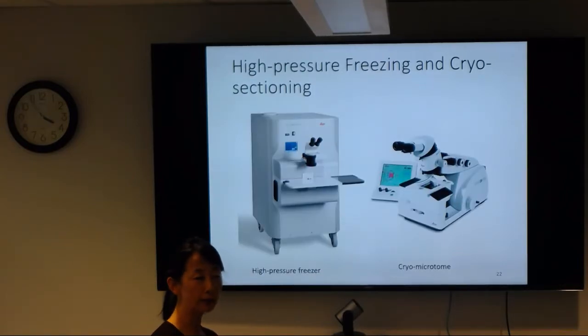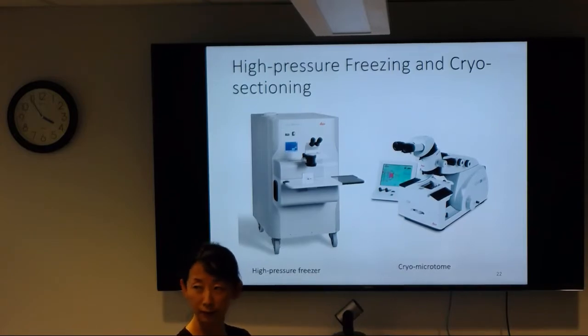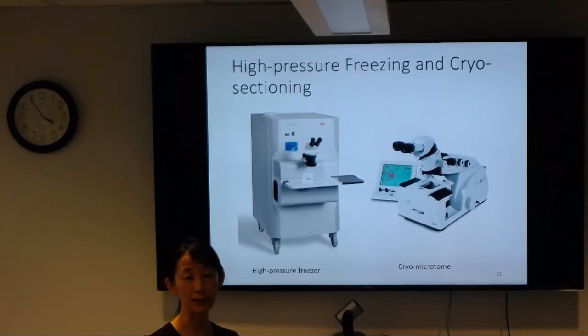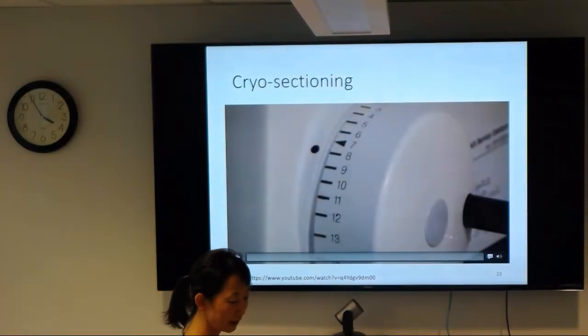So once you have the thicker sample frozen on this high pressure freezer that they have one in this center 1 or 2, and then you can move on to a cryo microtome to cut it, thinning, slicing, sectioning, so that you can put it on EM grid. This is also a process, cross-sectioning.